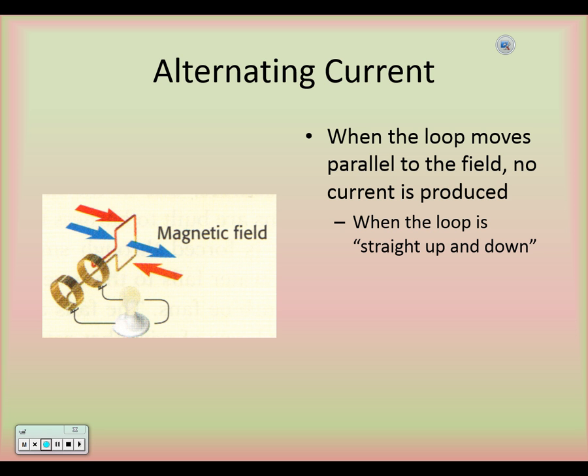So the gist of this part here being that depending on which way the coil is spinning in relation to the magnetic field that it's acting under, sometimes you get current, sometimes you don't.